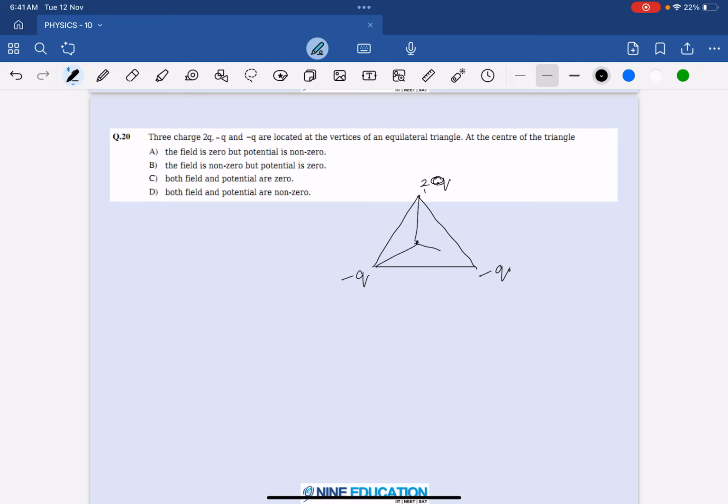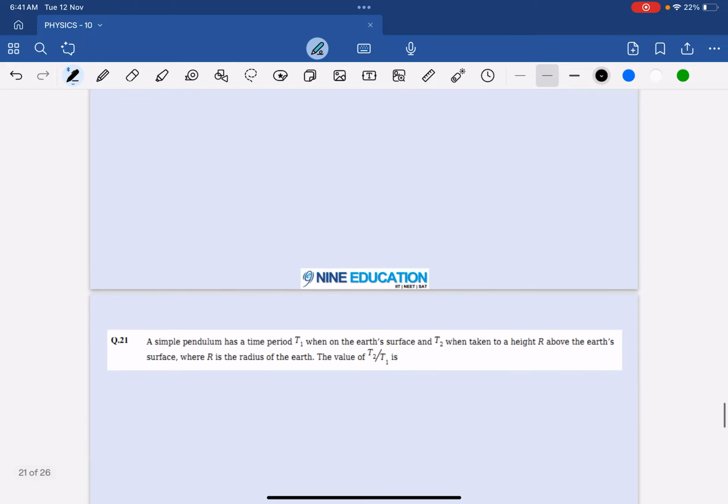Easy, as it is kq by r, yes or no? And field, sir, field is a vector quantity. So it is going to be here, this is going to be here, this is going to be here. So basically there will be some net field. The field though cannot be 0, correct? So both field and potential are non-zero? No. The field is non-zero, but the potential is 0. B option has to be correct.